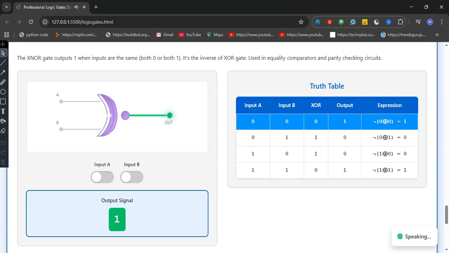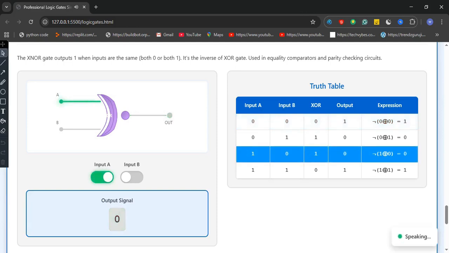XNOR gates are used for equality comparison. The truth table shows that when inputs are the same, both 0 or both 1, output is 1. When inputs are different, output is 0. XNOR gates are used in equality comparators, parity checkers, and digital circuits that need to detect when signals match.